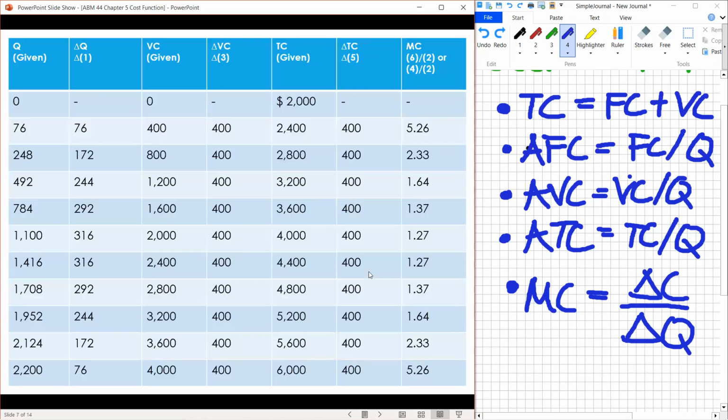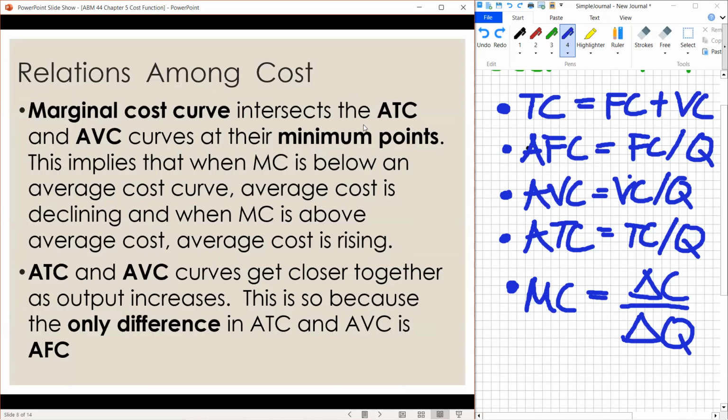So at minimum points, we have the ATC and AVC curves at their minimum points. They are intersecting. So this implies that when MC, marginal cost, is below an average cost curve, average cost is declining. And when MC, marginal cost, is above, average cost is rising. Again, they intersect at the minimum point. The intersection is good as break-even. So there is a break-even point between ATC and AVC.